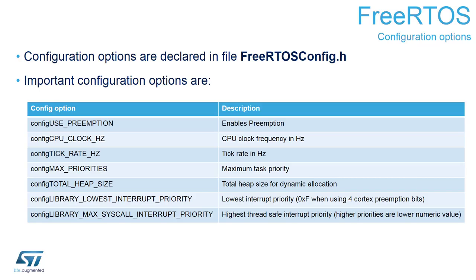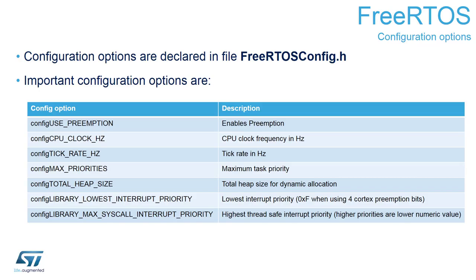So the first one is configUSE_PREEMPTION, which defines whether our operating system will work in preemption mode or cooperative mode. We are describing the difference between those two in the next parts of this training. The second component is about the clock of the CPU given in Hertz. It is automatically set by STM32CubeMX, which you will see a bit later on.